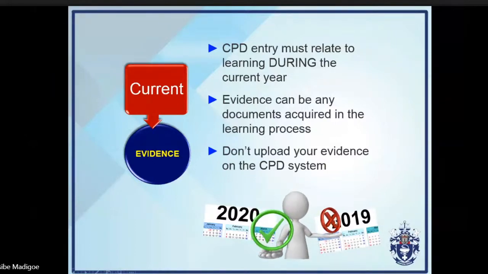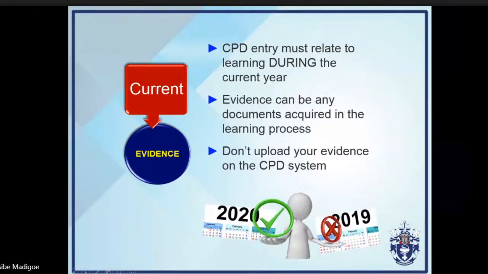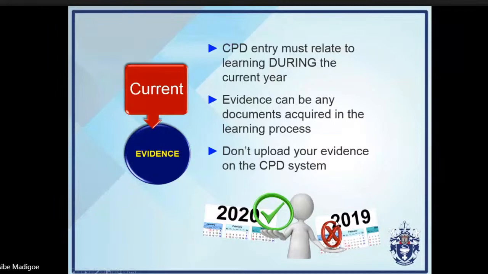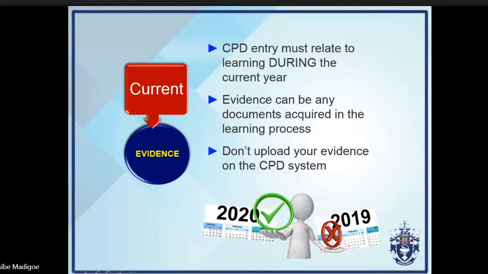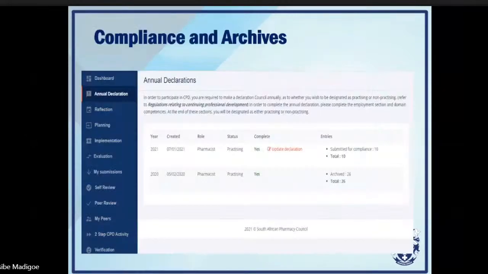So it will be wrong for you to then use evidence that you have collected in 2019 for 2021 or for 2020. You need to make sure that your evidence is for the current year.